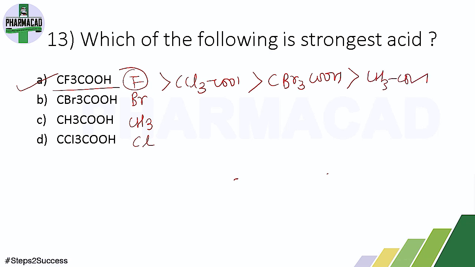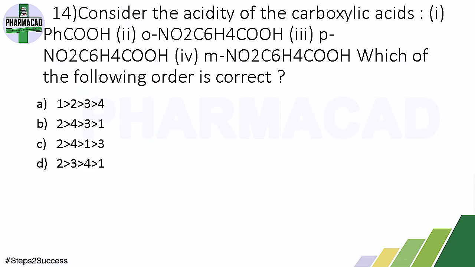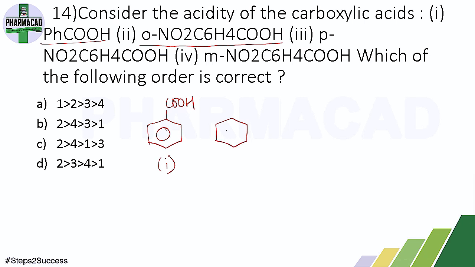Next question. Consider the acidity of the carboxylic acid. The first is benzoic acid, that is benzene with COOH, whereas the second compound is ortho-nitrobenzoic acid, benzene with COOH, and on the ortho position there is nitro. This one is the second one.